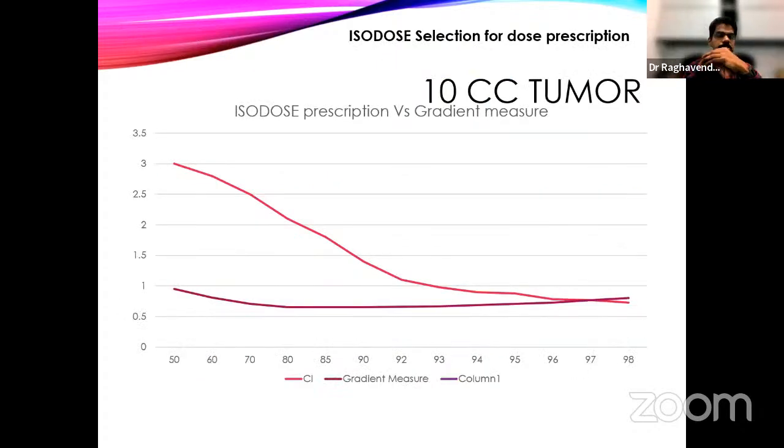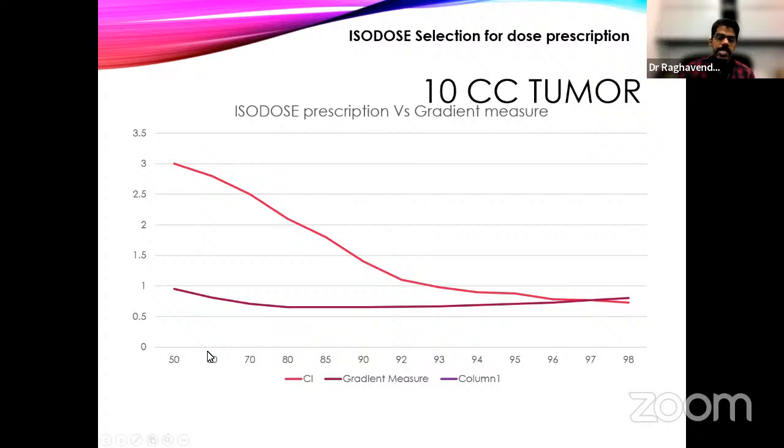Now comes the question: how does the gradient index vary with the isodose prescription? Let us look at one example. If you have a tumor size to be treated of about 10 cc, then look at isodose prescription versus gradient measure. This is not the gradient index, this is the gradient measure. Here the measure means the difference between the 100% isodose line radius and the 50% isodose line radius. That is how the variant actually looks, instead of the gradient index.